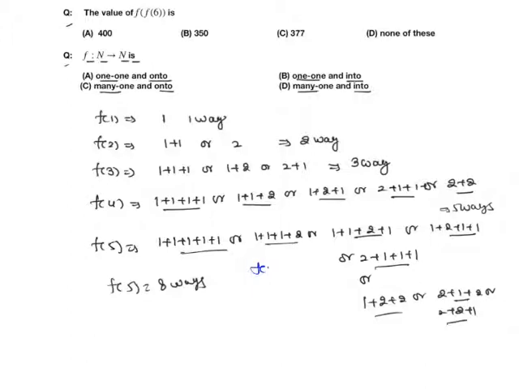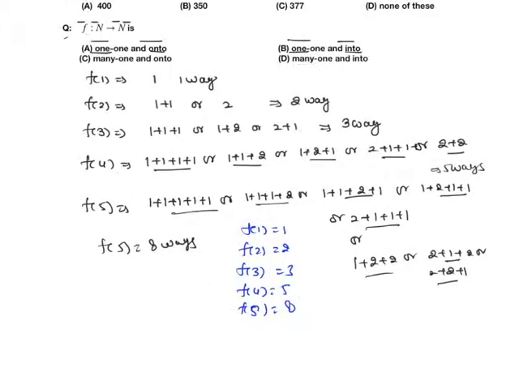So we can say f of 1 is 1, f of 2 is 2, f of 3 is 3, f of 4 is 5 and f of 5 is 8. So if we increase the n value, then f of n is increasing.